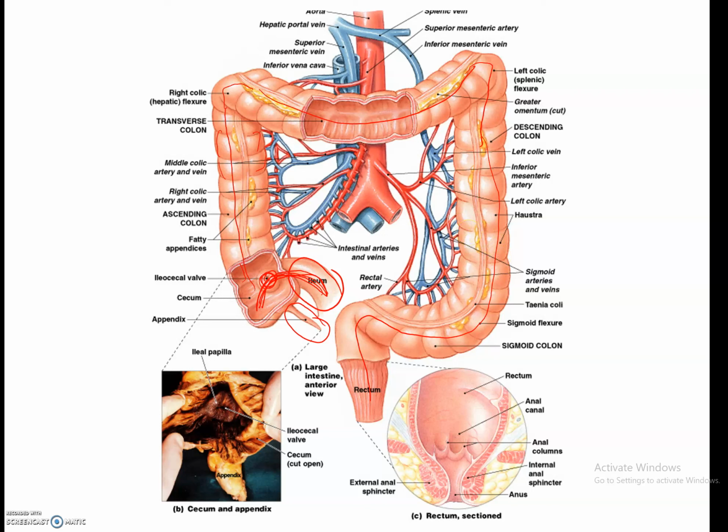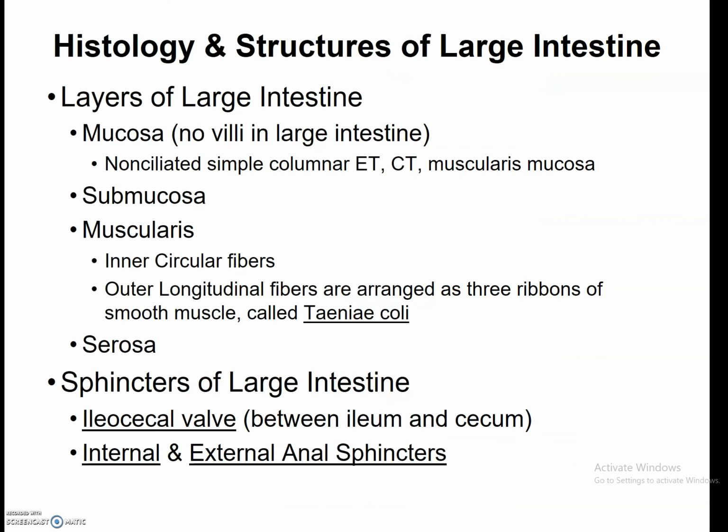Down here in C, you're seeing a picture of what the rectum looks like. The rectum has these little things called the anal columns. The anal columns are kind of like a valve trapping any content in this region. And it's not until the internal and the external anal sphincter open that the compounds can leave through the anus.